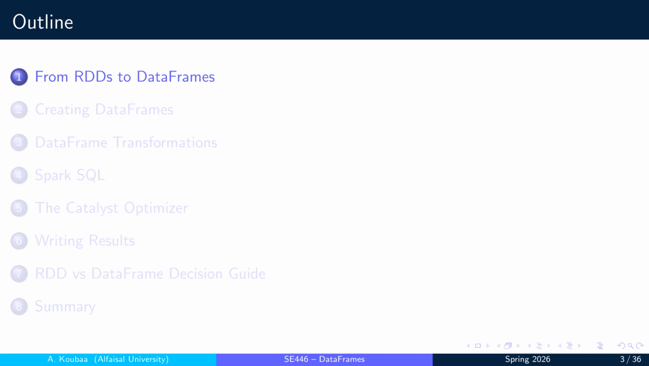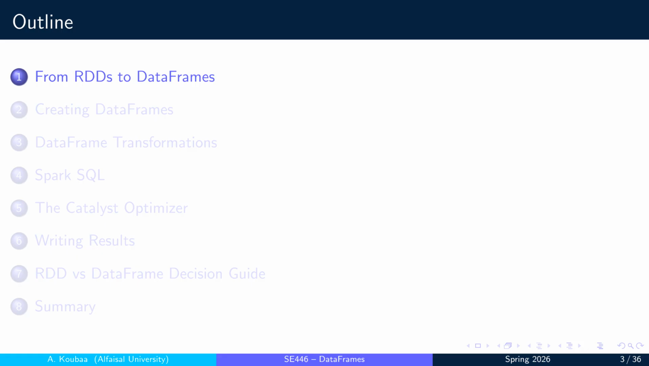So, as we begin our journey into this new abstraction, our first section, from RDDs to data frames, will establish the core motivation. And we will ask the question, what were the limitations of RDDs that necessitated a new approach? We will see that RDDs lack schema and optimization, which can make them cumbersome for structured data. Following this, we will dive into the practical mechanics, covering how to create data frames and apply various transformations, which you will find is quite similar to working with Pandas.